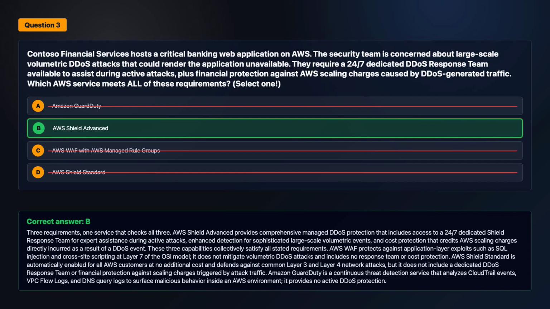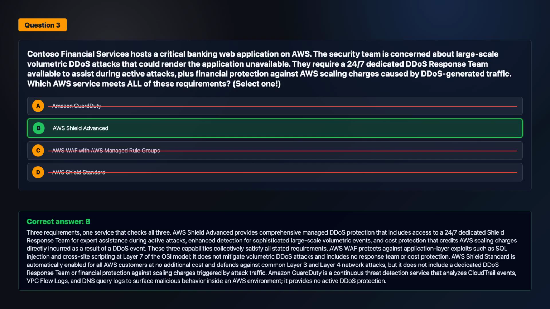The correct answer is option B. 3 requirements. One service that checks all 3. AWS Shield Advanced provides comprehensive managed DDoS protection that includes access to a 24/7 dedicated Shield response team for expert assistance during active attacks, enhanced detection for sophisticated large-scale volumetric events, and cost protection that credits AWS scaling charges directly incurred as a result of a DDoS event. These 3 capabilities collectively satisfy all stated requirements.